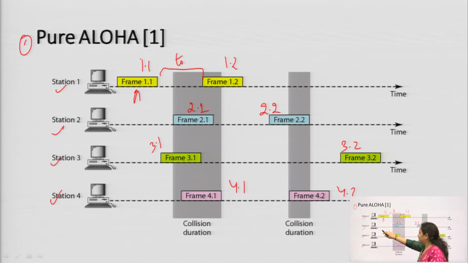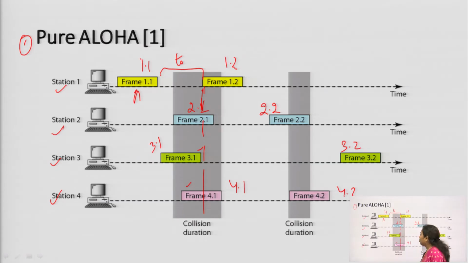Now, you can clearly see that at the same point of time, or with some time lag, or prior to this transmission, station 2 has already transmitted the frame, station 3 has already transmitted the frame, and the 4th has also transmitted the frame, because if you overlap this time duration, then all of these have already transmitted the data.